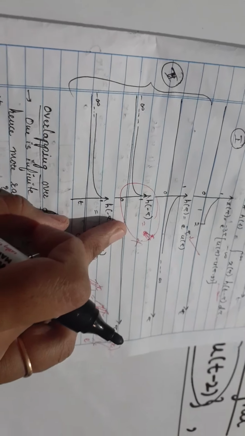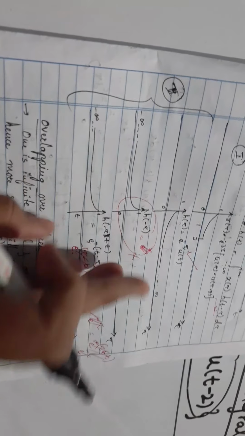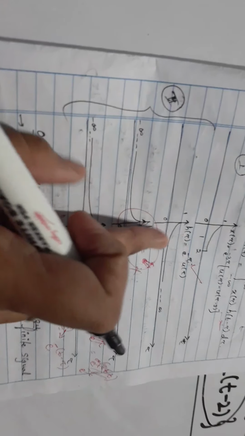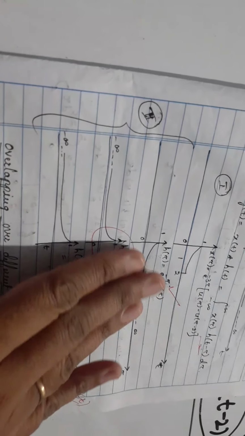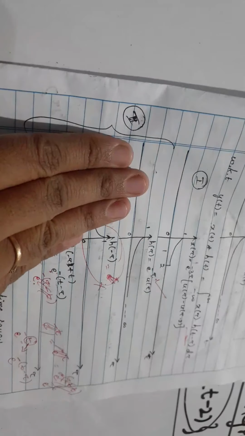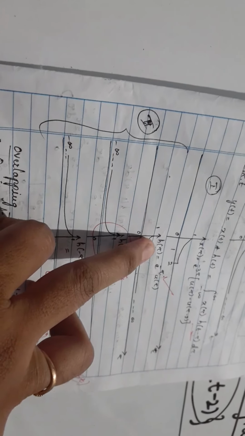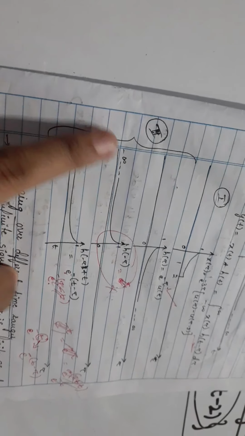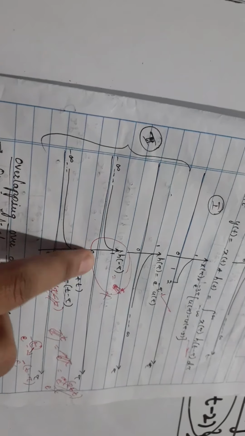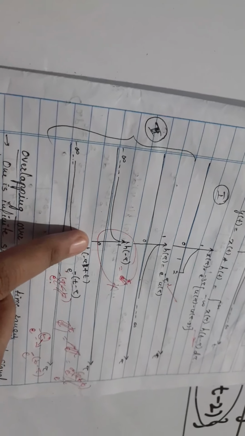After that, we need to go for its reflection, h of minus tau. So whatever the signal is at the RHS, flip the signal, you will get the reflection. If you observe, h of tau is between 0 to infinity. Its reflection is from minus infinity till 0. 0 is the last point. Now, how to get h of t minus tau? That is the question.